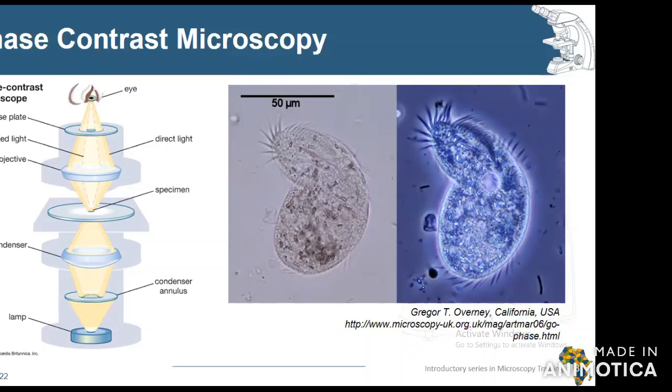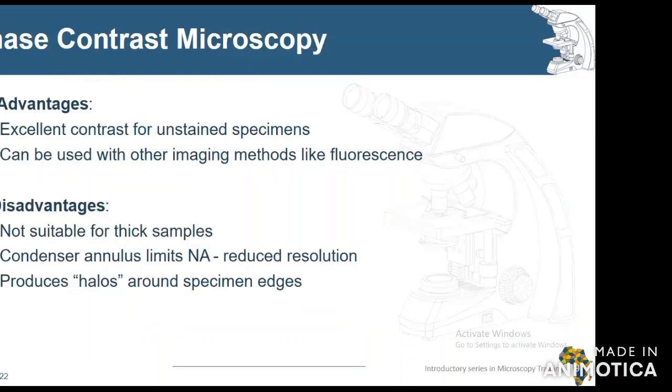It affords us the opportunity to see details that you cannot see even when a sample is not stained or it is transparent. So its advantages include excellent contrast of unstained specimens, and it can also be used with other imaging methods like fluorescence.